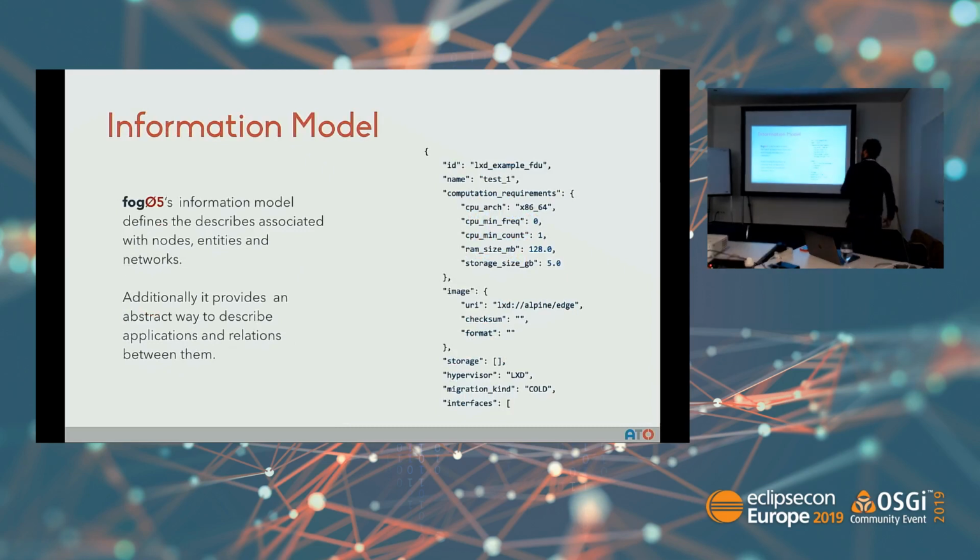We defined our information model, which is based at the moment on JSON, but we are thinking of moving that probably to YAML because it's more human readable compared to JSON. And in this information model, we define the descriptors that you use for the FDU and for the entities, but also the information that comes from the node. So the resources that you have on the node, the status of the node and the status of the FDU, and all the resources that are part of the node and of the system.